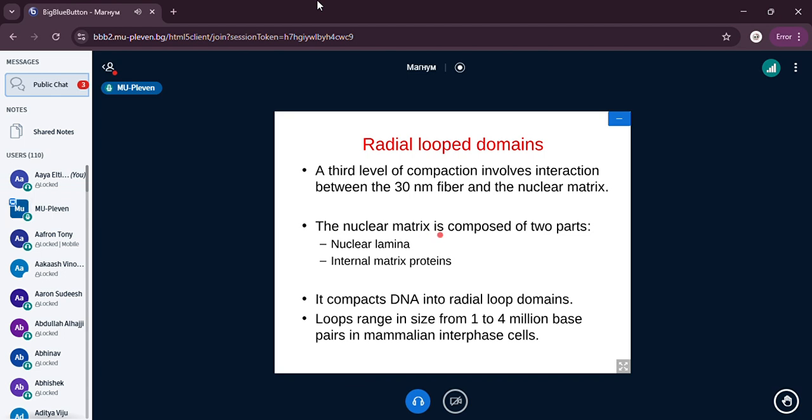The nuclear matrix, or the other part of the nucleus except the chromatin, is composed of two parts: the nuclear lamina, the membrane and the proteins that surround or contact the membrane, and internal matrix proteins, the proteins in between the chromatin. So these proteins play a role in the compaction of DNA into radial looped domains. Each loop ranges in size between 1 and 4 million base pairs in mammals.